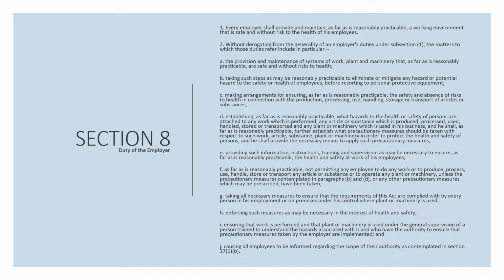Point C says making arrangements for ensuring, again as far as reasonably practicable, the safety and absence of risks to health in connection with the production, processing, use, handling, storage, or transport of articles or substances. And so whether you are manufacturing such articles or substances, or whether you are using them, handling them, or storing them, or transporting them from one place to the next, these substances will pose a risk to your employees. And so we want to ensure that there is complete safety and absence of risk to health to our employees when using any articles or substances.